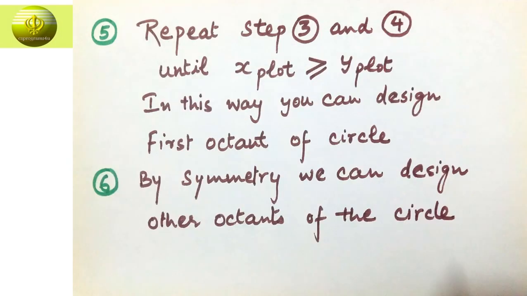What about point number 5? Repeat step number 3 and 4 until x plot is greater than or equal to y plot. Till the value of x is not greater than or equal to y plot, we are considering the values from A to B as indicated in the first diagram of the circle. In this way, you can design the first octant of the circle. Point number 6, by symmetry, we can design the other octants of the circle. Thank you. Have a nice day.